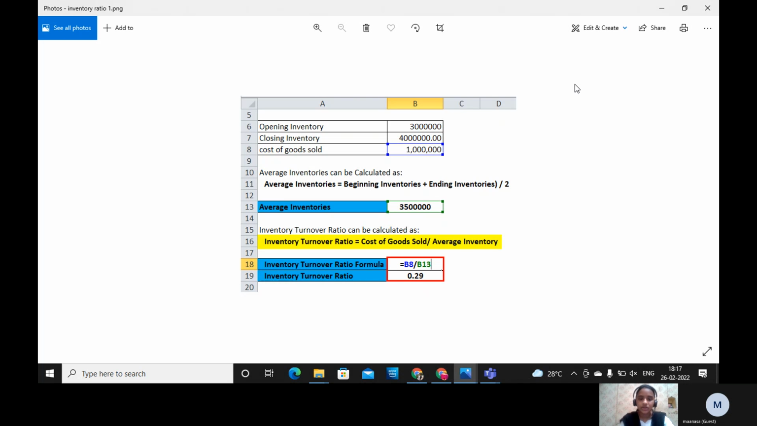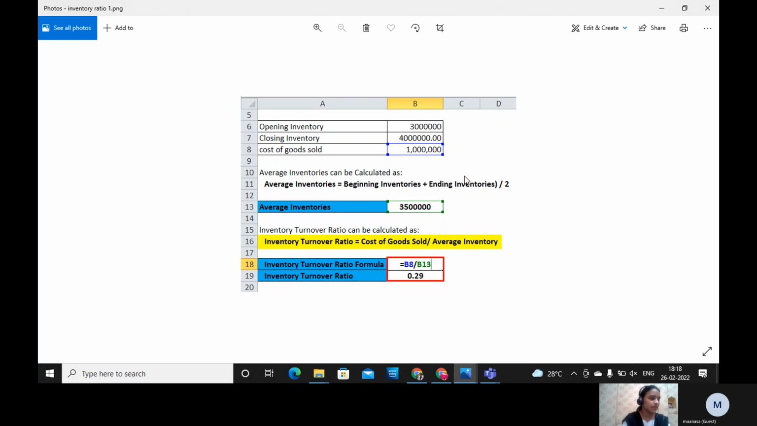Some of these examples include inventory turnover ratio. One such sum: inventory turnover ratio can be calculated as cost of goods sold by average inventories. In this sum, opening inventory is 30 lakhs and closing inventory is 40 lakhs. So cost of goods sold is nothing but 40 lakhs minus 30 lakhs, which will be 10 lakhs. Average inventories can be calculated as beginning inventories plus closing inventories by 2, so average inventories in this sum is 35 lakhs. Inventory turnover ratio is cost of goods sold, which is 10 lakhs in this sum, by 35 lakhs average inventory, which is nothing but 0.29.